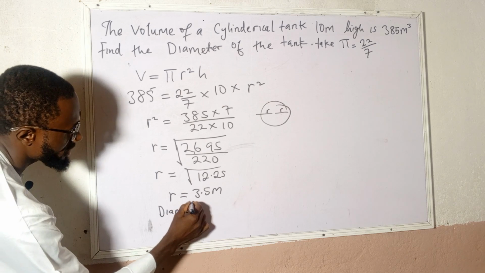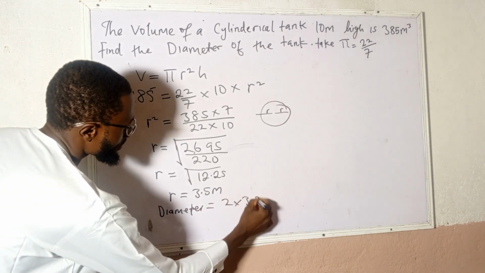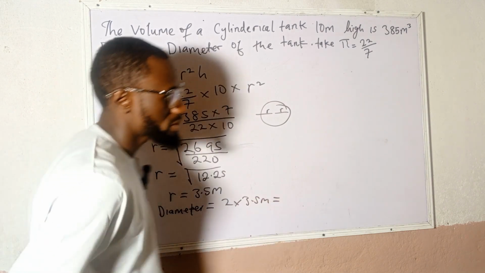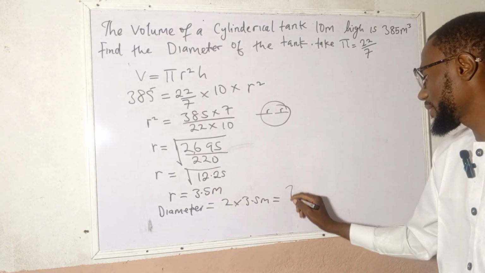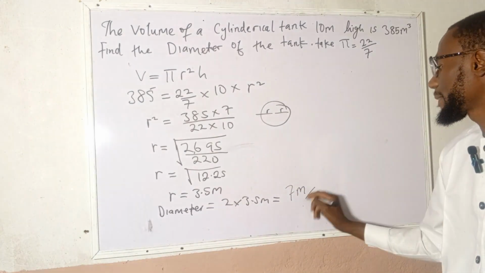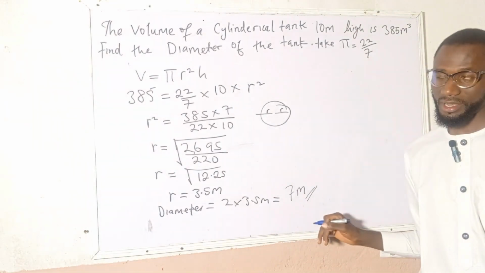The diameter is equal to 2 times 3.5 meter. This is equal to 7 meter. That's the diameter is equal to 7 meter.